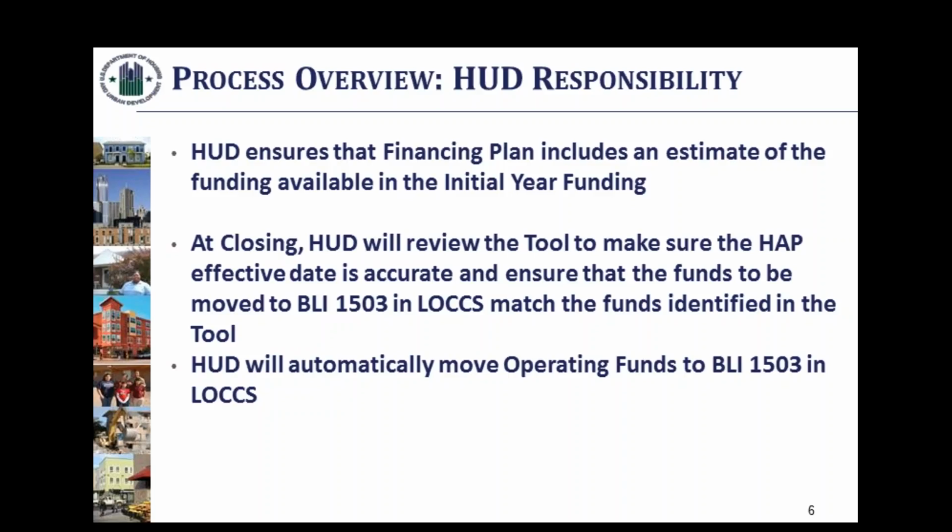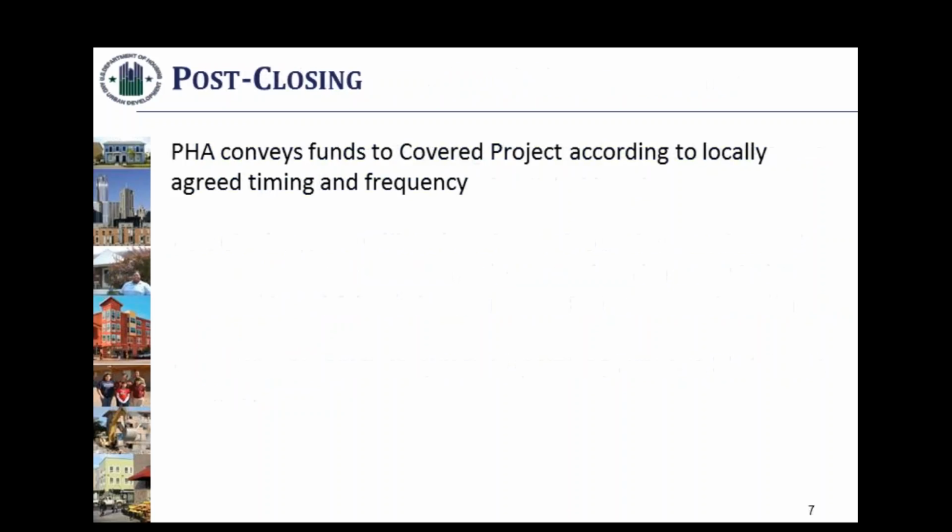So that's the financing plan. And at closing, post-closing, once the funds are in 1503 or these calculations are made, the PHA will just be conveying the funds over to the project owner. We don't dictate whether it's monthly or tri-monthly or lump sums or what. That is a local decision for the PHA and the project owner to agree to.